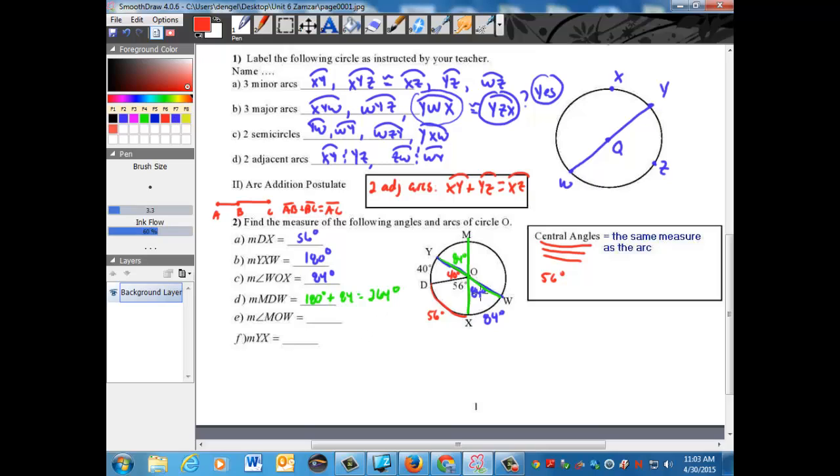Measure of angle MOW, if we have 180 here and 84 of it is used up, this becomes a 96 degree angle. And measure of YX is going to be 40 plus 56, 96 degrees.